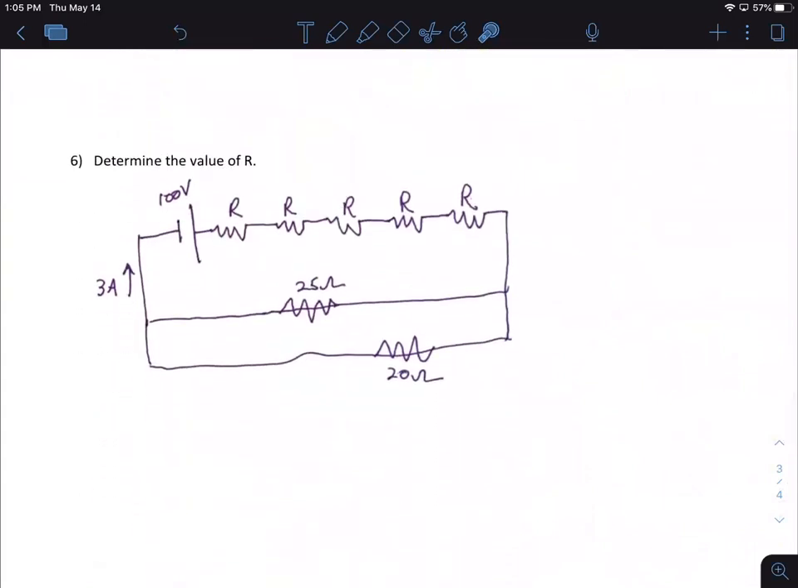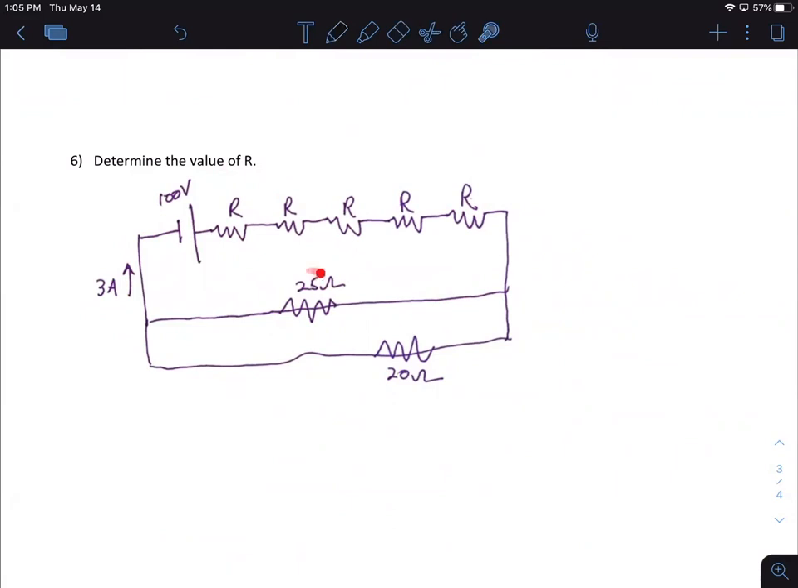Determine the value of R. So I have 5 resistors, each with resistance R. Then I have 2 guys here who look like they're in parallel. And then a 3 amps going through the battery. So sort of like the last problem.